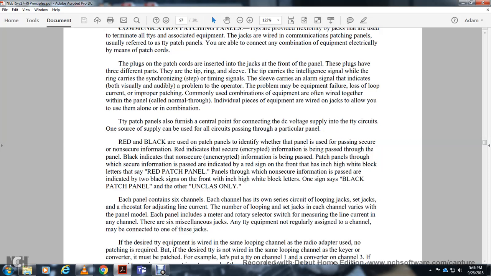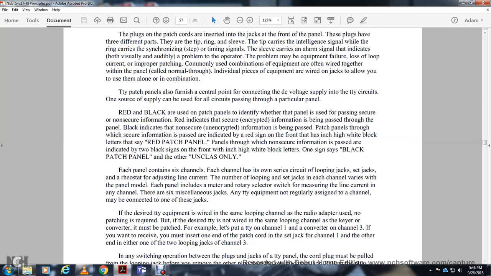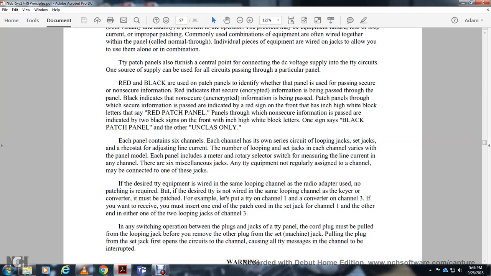Red and black patch panels identify whether the panel is passing secure or non-secure information. Red indicates encrypted information passing through the panel. Black indicates non-secure, unencrypted information being passed through the patch panel. The red patch panel is indicated by a red sign on the front, with white block letters. The non-secure information path is indicated by two black signals on the front, with high white block letters. Black patch panels are for unclassified information only. Each panel consists of six channels.